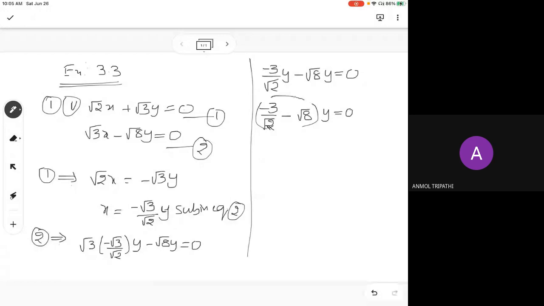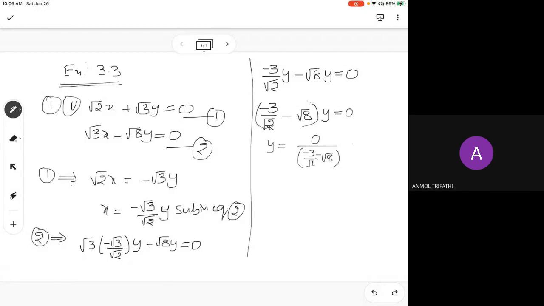Whatever we are taking here is completely one constant. It is not necessary for us to simplify it. So directly you can take it to the right hand side. Y is equal to 0 by something, that is, 0 by minus 3 by root 2 minus root 8. So 0 by something will be equal to 0.